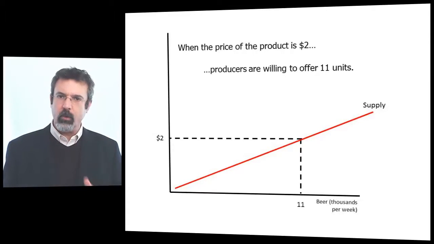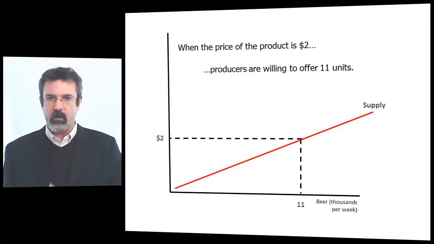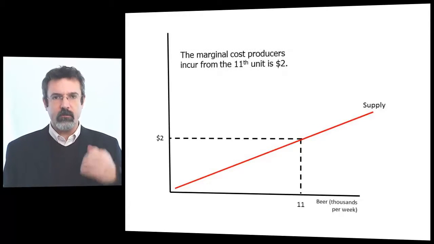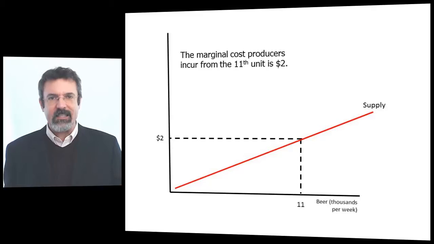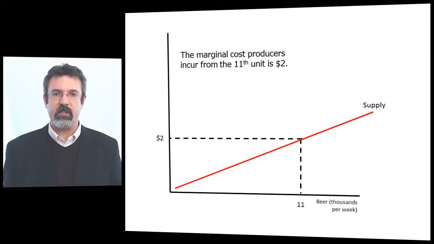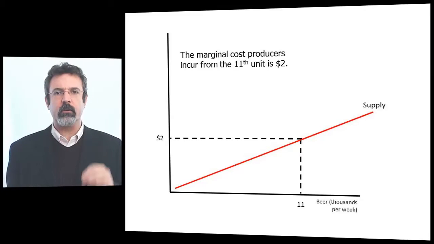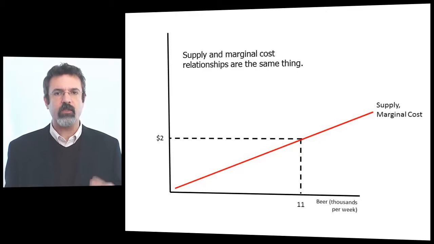The reason they're willing to offer 11 units and not 12 is because the cost of offering the 12th unit exceeds the $2 price that they're receiving. Or in other words, the supply curve represents the marginal cost to producers of producing various units.